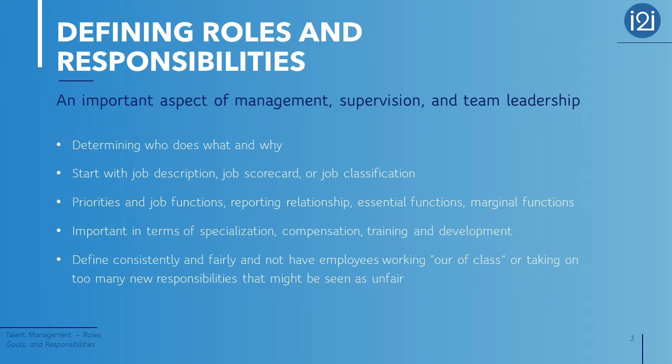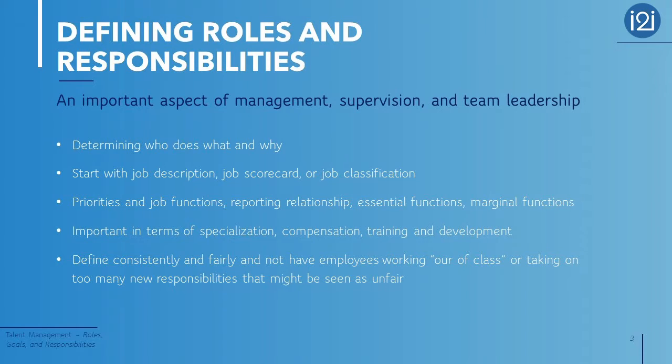One of the most important aspects of management or supervision is to clarify roles and responsibilities. The clarification process is determining who does what and why. Some of this is done through job descriptions or job scorecards that your HR department likely created. The job classification process is important to ensure that your staff has clarity on their priorities and job functions. You can start there and set the priorities of the job, reporting relationship, essential functions, and marginal functions. It's like the rules of engagement in a board game.